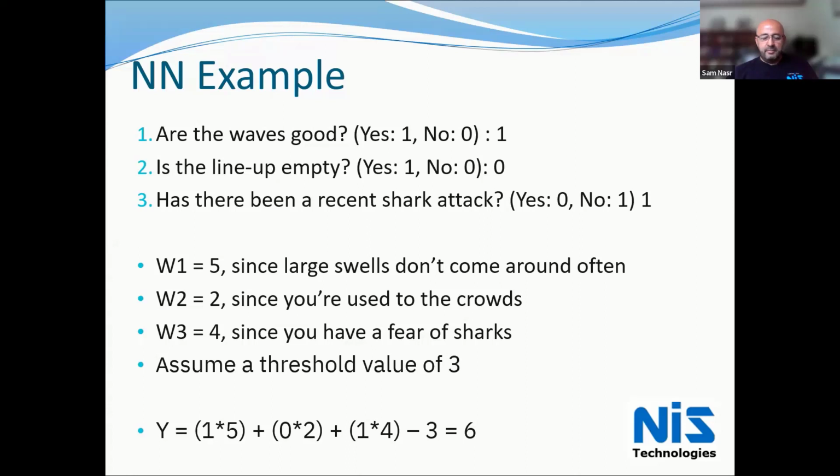And so with that, getting back to where we had left off, looking at my neural network example, let's assume that the waves are good, so I'll give that a 1. The line is empty, there aren't many people. Actually, there are plenty of people, so I will give that a 0 for the line being empty. And has there been a recent shark attack? I will give that a no, which will be assigned a value 1. Taking all that into consideration, I plug it into the formula at the bottom, where I'm using the weights that were assigned to each portion. And now I have a 6, which is a positive value. Now I can go surfing.